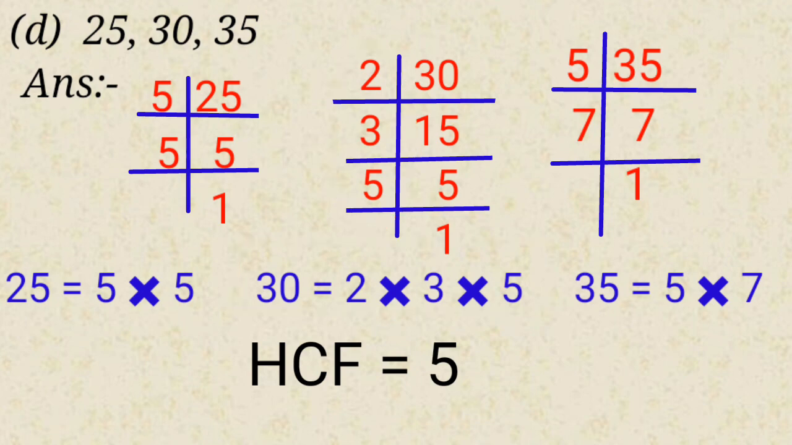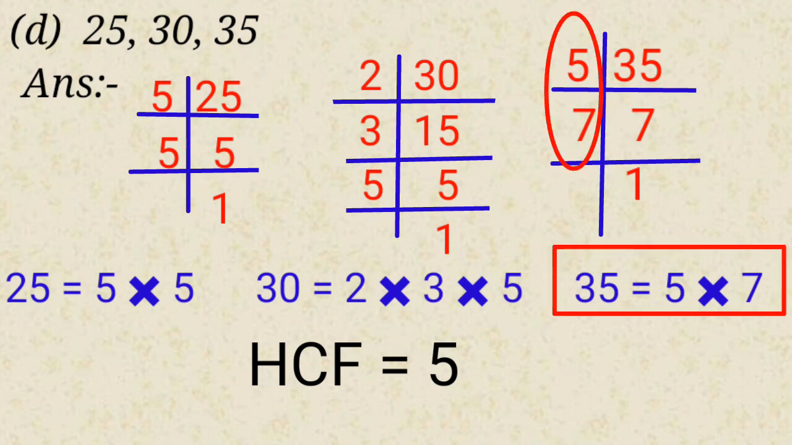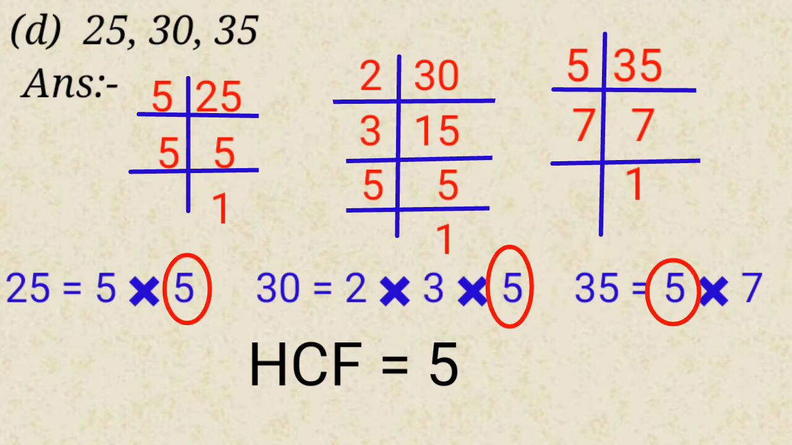Similarly, factors of 35, 5 into 7 is 35, 7 into 1 is 7. So we get 1 at the bottom. So factors of 35 is equal to 5 into 7. So from here, the common factor is only one, which is 5. So HCF is 5. Answer. So we have done this exercise.